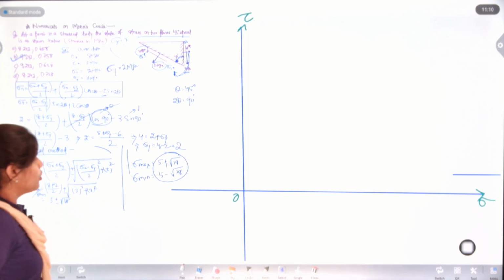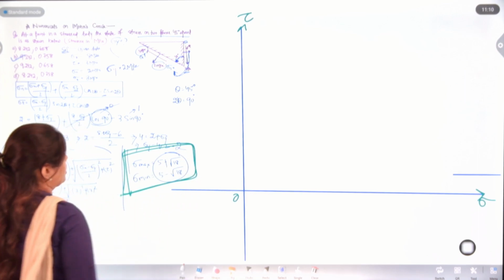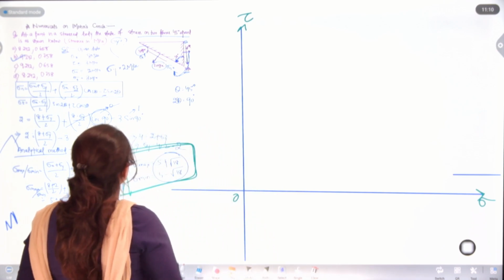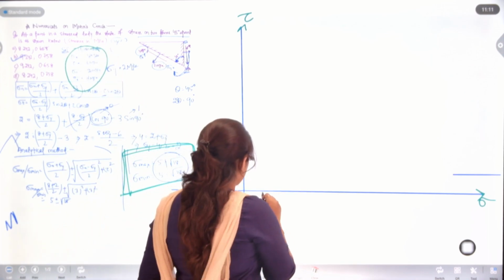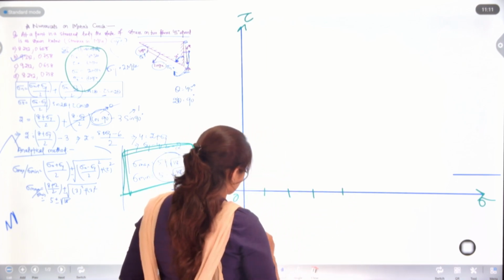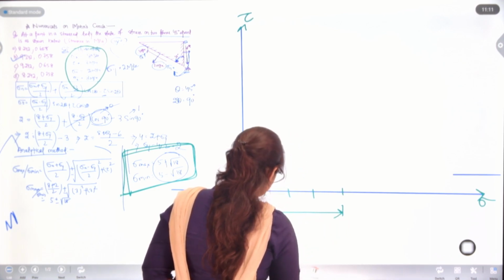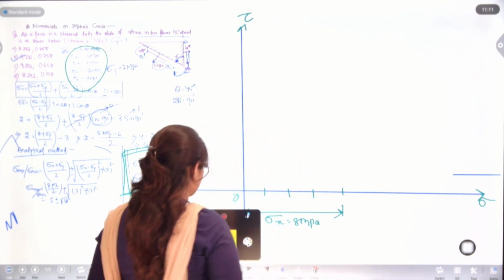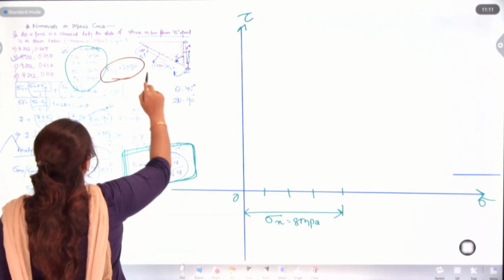In the analytical method, we already have the sigma x, sigma maximum and sigma minimum values. Let's put it in the graphical method and solve this. So, sigma x is what? 8 megapascal, 2, 4, 6, 8. Okay. So, here sigma x is 8 megapascal, and sigma y we have already found out, 2 megapascal.